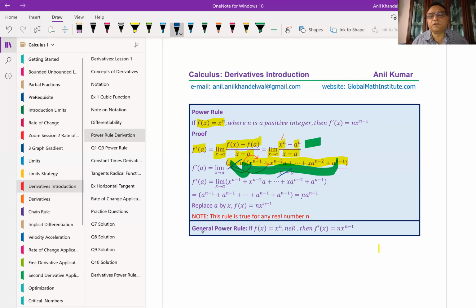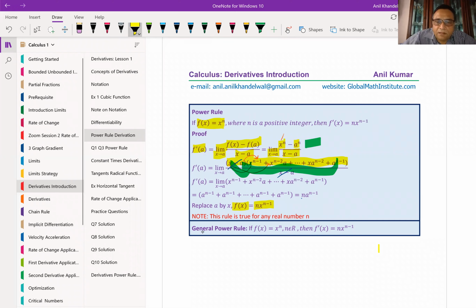There are n number of terms which are left. So it is n times a to the power of n minus 1, and therefore we get our formula, which is the derivative of f of x for this particular function x to the power of n is n times x to the power of n minus 1.